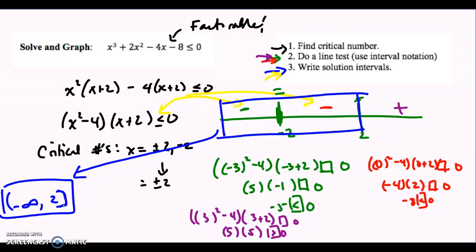So what it's saying is that if I plug in any number into this polynomial, from -infinity, like -1,000, -1,000,000, and I even plug in 2, any of those numbers will actually be less than or equal to 0.